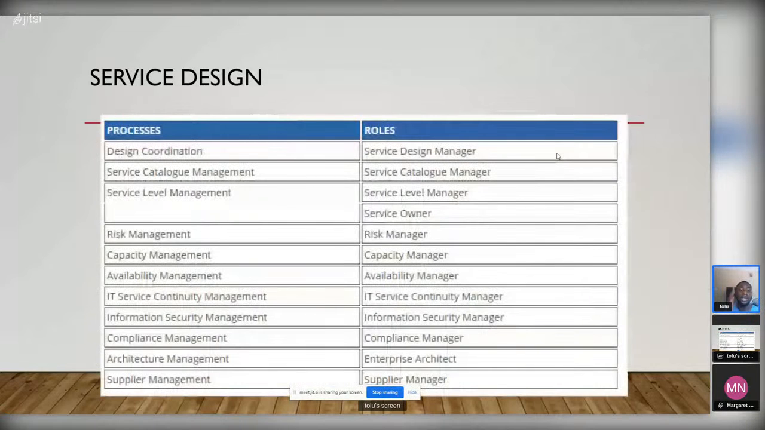And these are the processes and roles. We have design coordination, service catalog management, service level management, risk management, capacity management, availability management, IT service continuity management, IT security management, information security management, compliance management, architecture management, and supplier management.